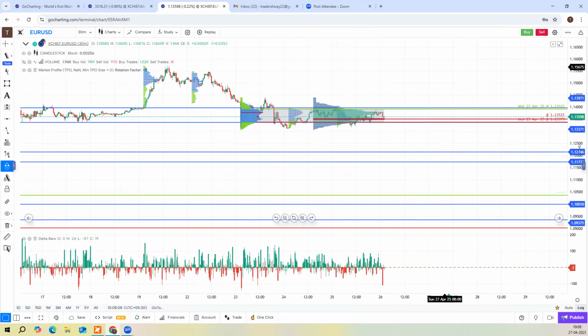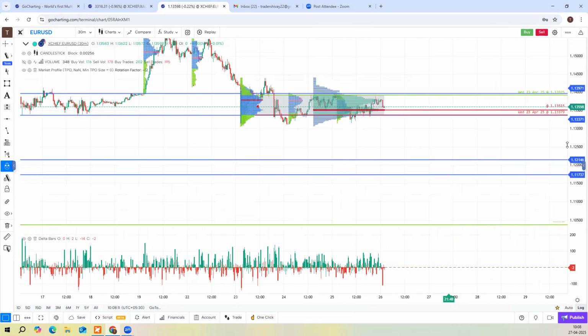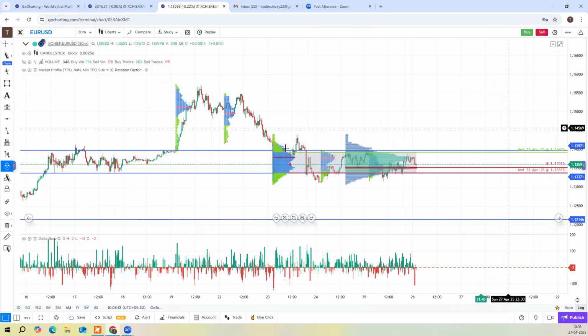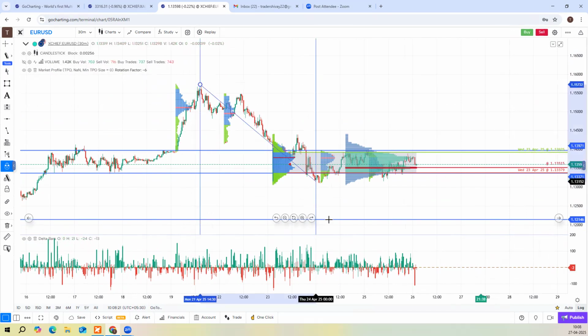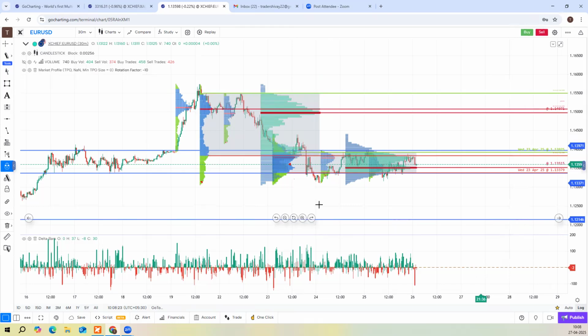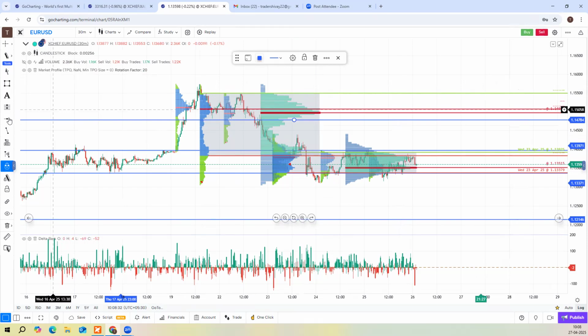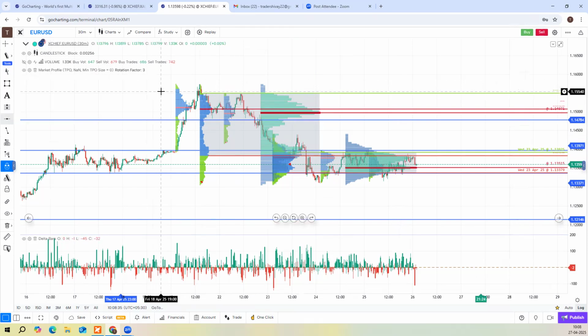Now what if the market goes up, guys? Let me try to create the market profile for this. Suppose we apply market profile for this leg. You can clearly see that this is one consolidation zone, so we can mark these levels. These are the levels.